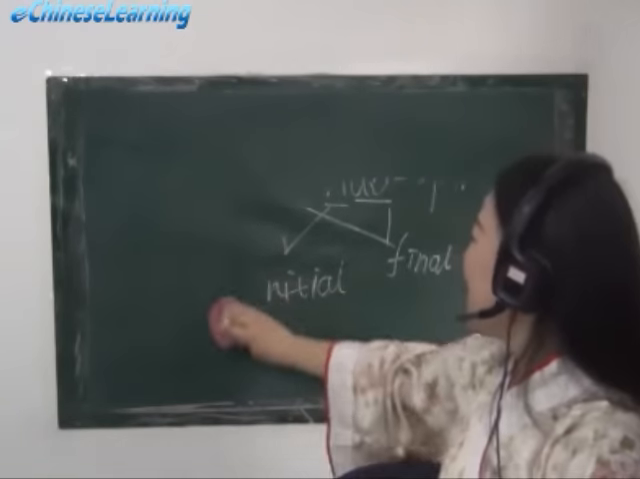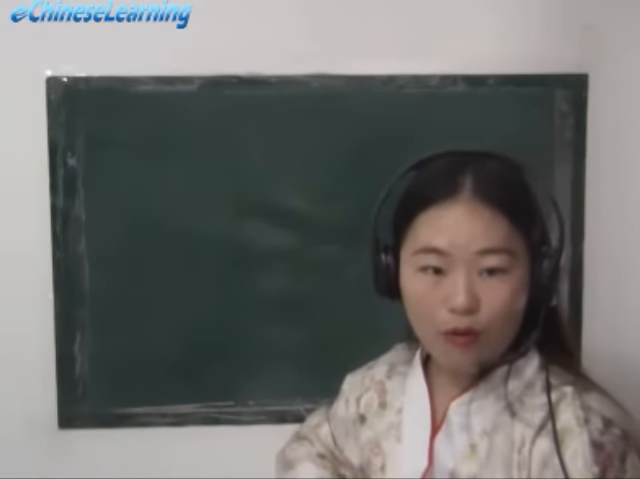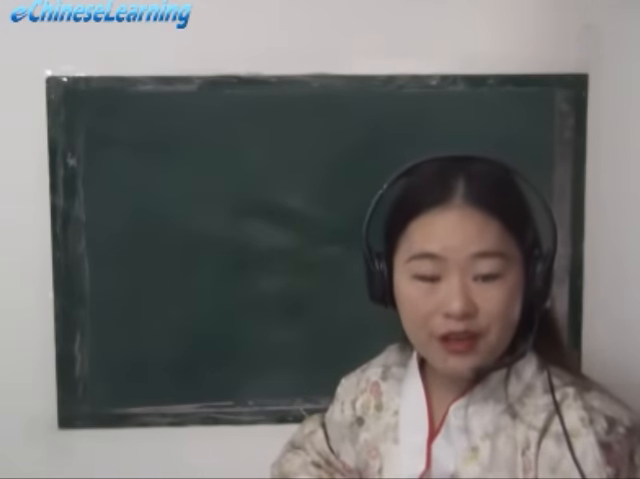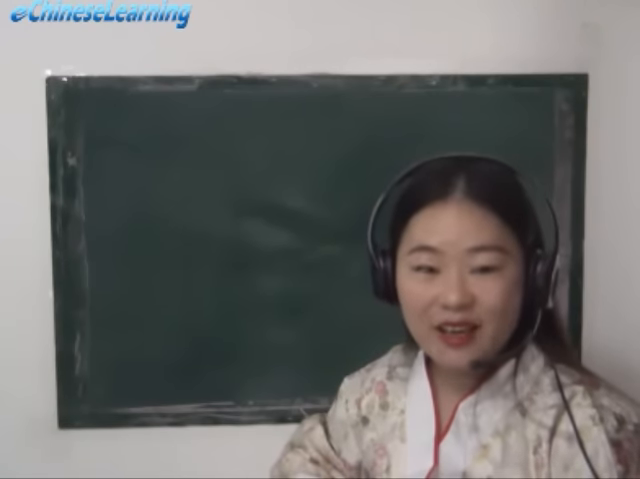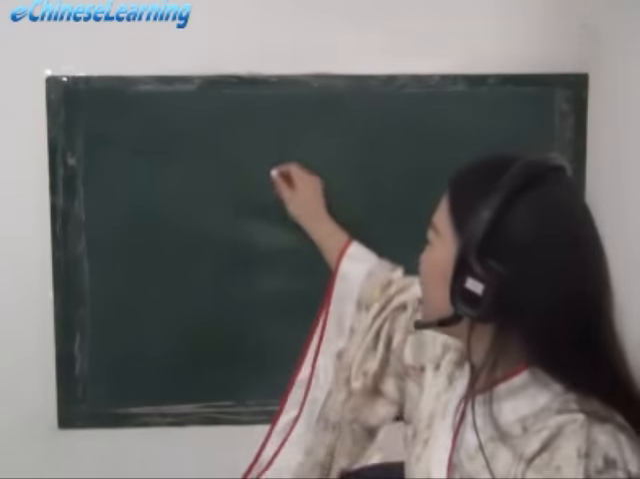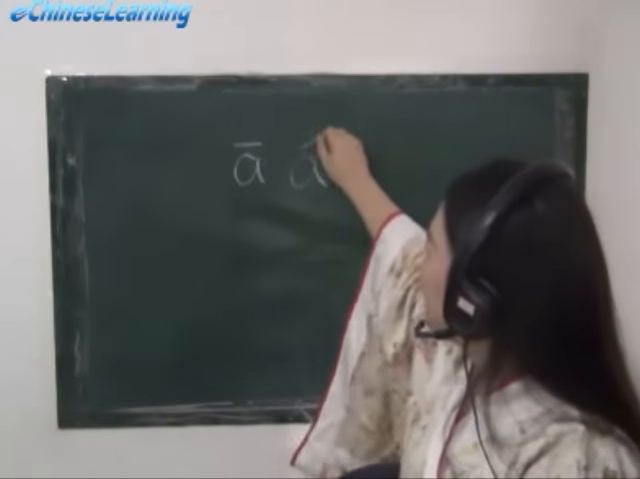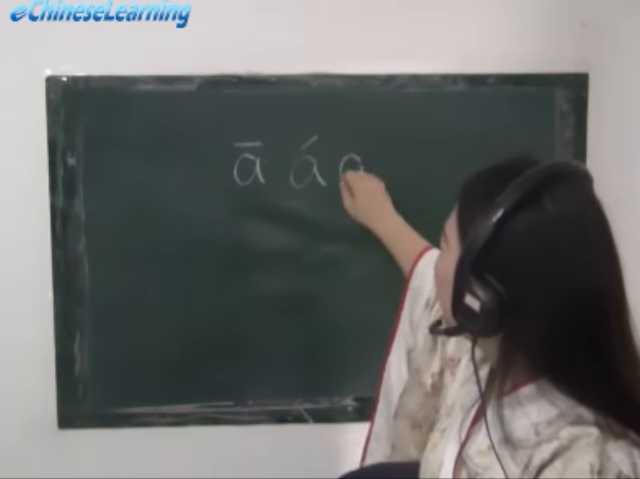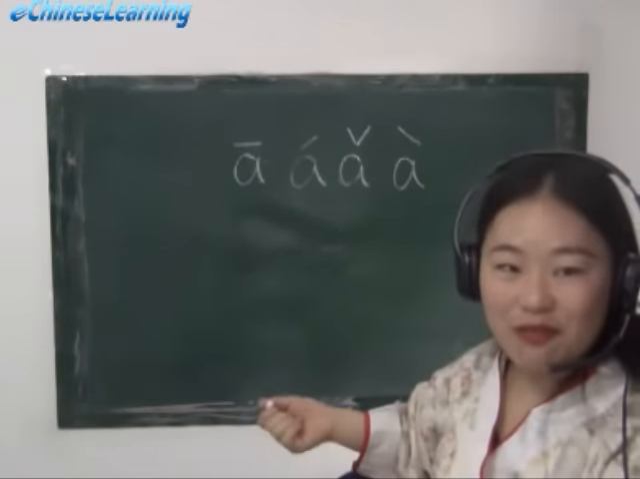I will sweep it away. And now I will show you. Firstly, I want to show you the tones, because tone is very important when you learn Chinese. Basically, we have four tones. I will use the letter A as an example. Different tones have different marks. Can you try to read the four tones?